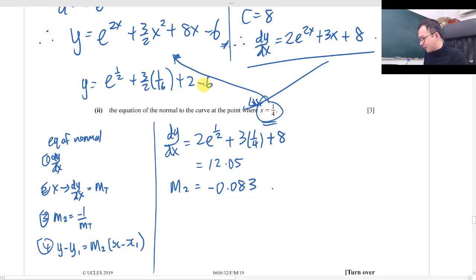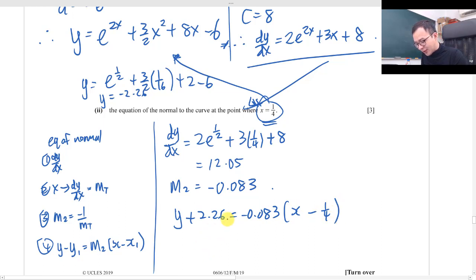No, I typed wrongly. Let me type again. Plus 3 over 32 minus 4. So we should get y equals negative 2.26. And from the equation, y plus 2.26 equals negative 0.083 times (x minus 1 over 4). I need to solve this equation, so y equals negative 0.083x. Yep, it's very weird here.